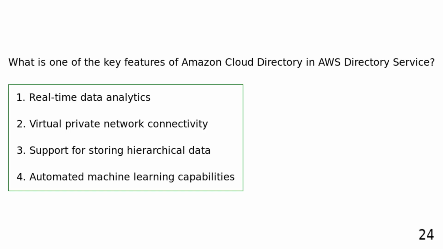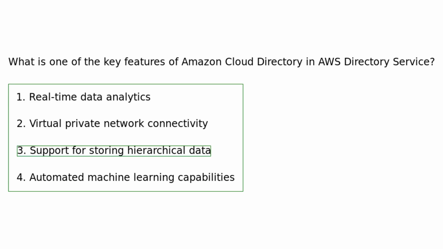What is one of the key features of Amazon Cloud Directory and AWS Directory Service? Real-time data analytics. Virtual private network connectivity. Support for storing hierarchical data. Automated machine learning capabilities. Amazon Cloud Directory supports the storing of hierarchical data structures, making it suitable for various use cases requiring data organization.